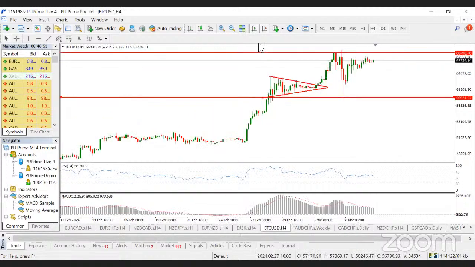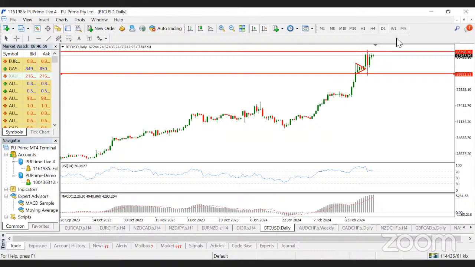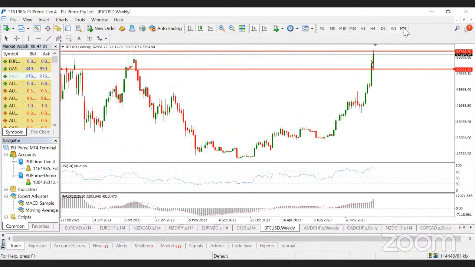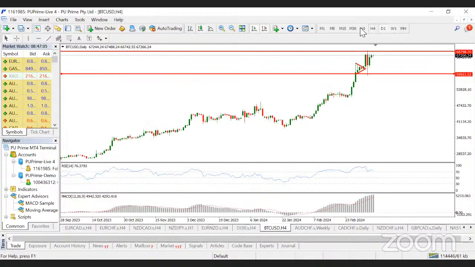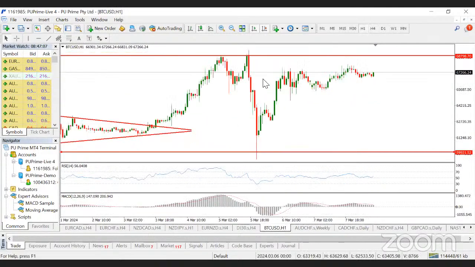All right, so this is BTC USD. Price is trading around this monthly resistance. Price hit it some days ago, and we saw a very sharp decline, and it's been ranging since that time. You can see the price has been ranging. So this is what is going to happen to BTC.